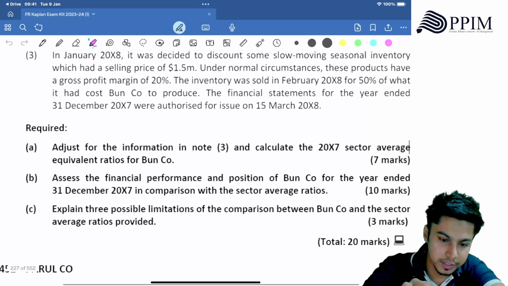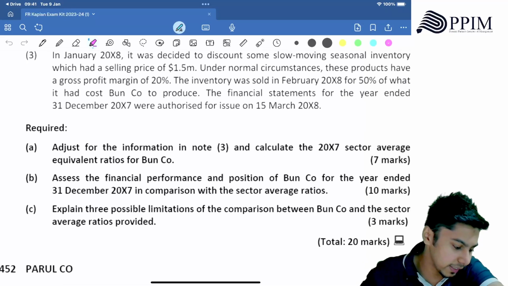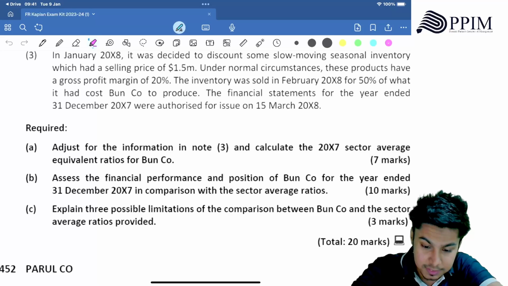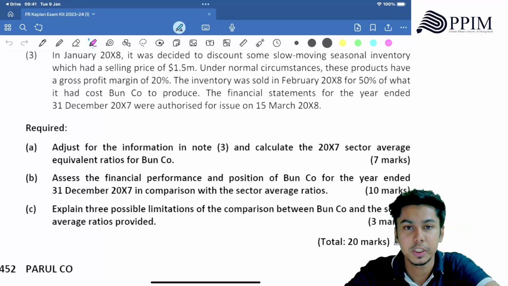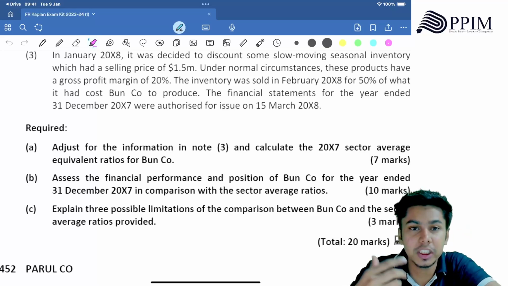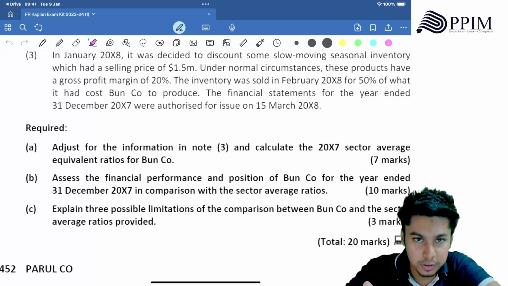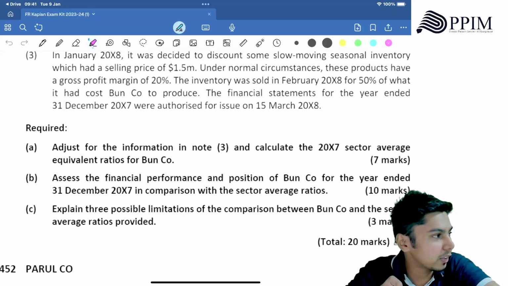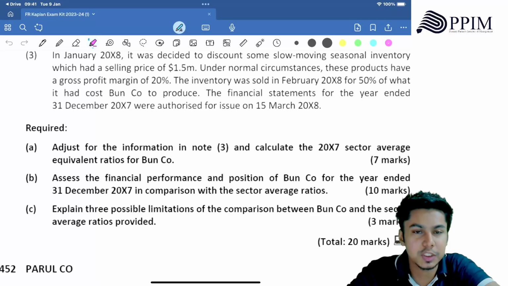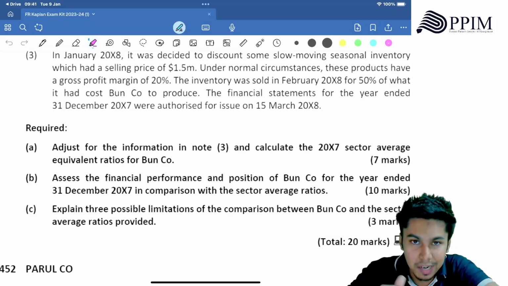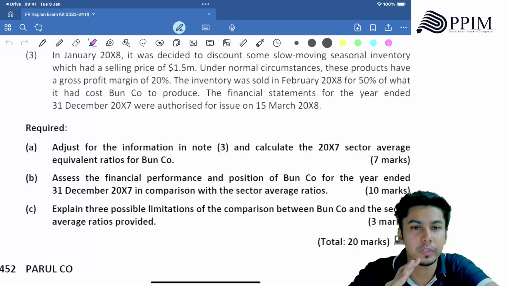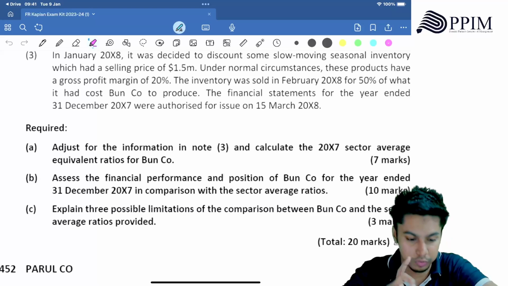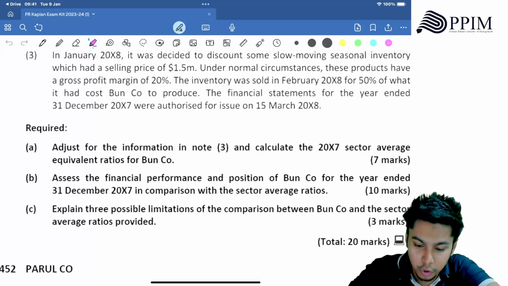But on the other hand, there are some papers that go like this. Can you see over there? It says adjust for information. That means there are certain changes that we have to do. All good? So adjust for information in note number 3. First of all, they want you to adjust a small piece of information. After you do that part, you're free to calculate your ratios. Adjust for note number 3.